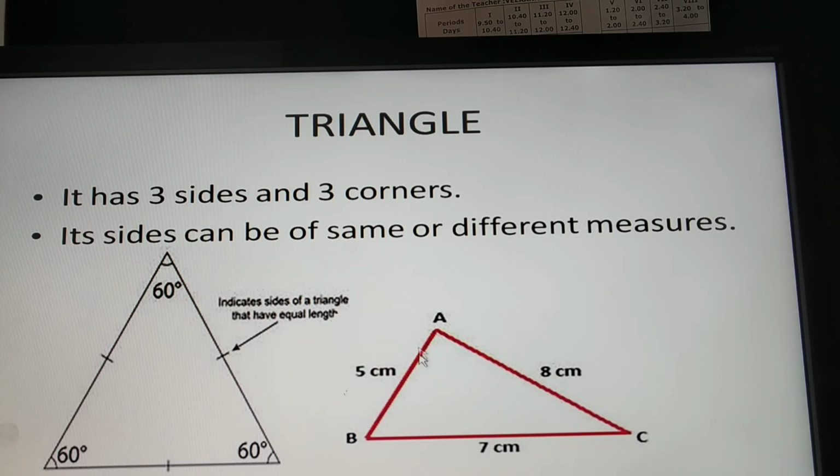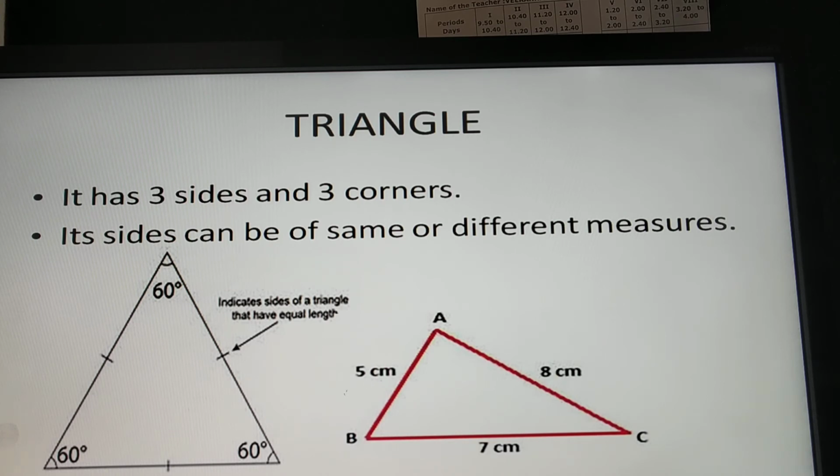And this is the figure which has different measure. All you can see, one line is of 5 centimeter and one line is 8 centimeter and one is of 7 centimeter. Means in a triangle we can draw a triangle with same sides, or else we can even draw the triangle with different sides. So this is all about the triangle.